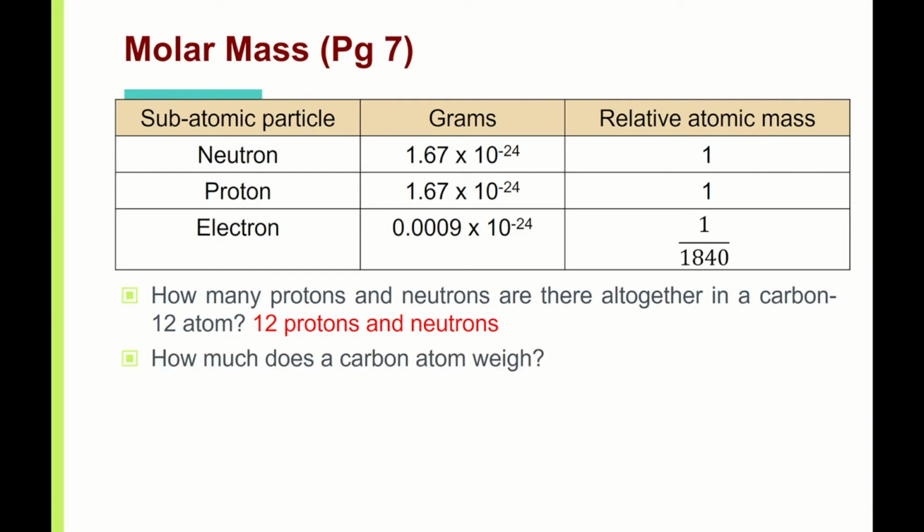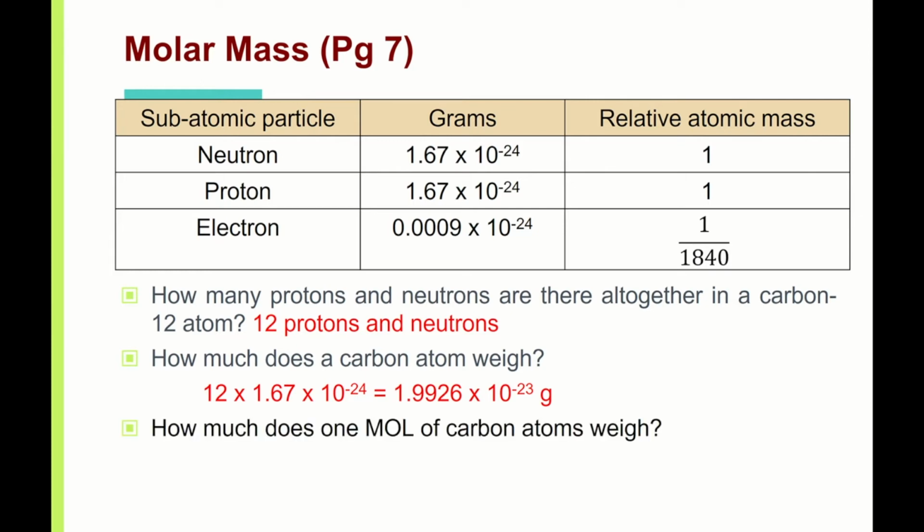How much does a carbon atom weigh? So 12 times 1.67 times 10 to the power negative 24. You get this? So this is one atom. Now I ask you, what about 1 mole? How many atoms are there in 1 mole first? 6 times 10 to the power of 23. If I multiply to find out the mole, I get 12 grams. So what do you notice about this number?